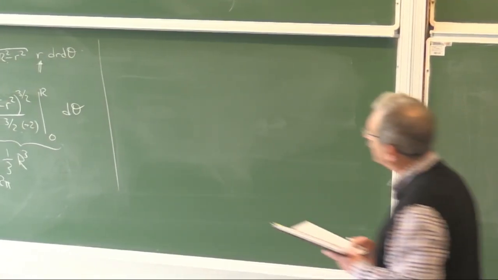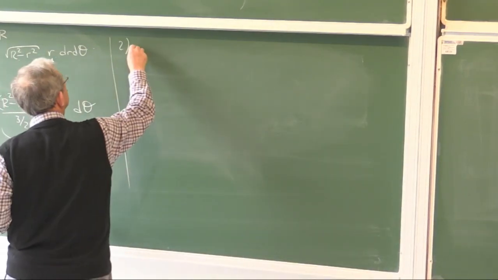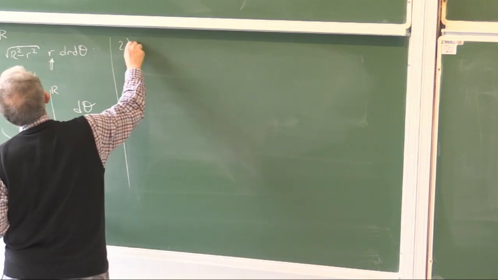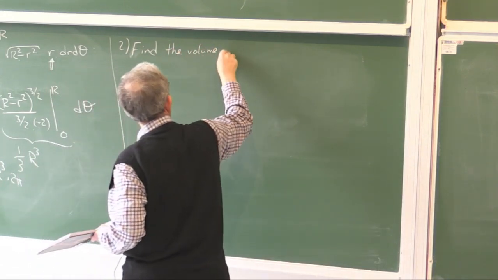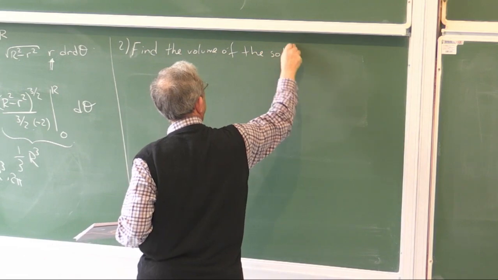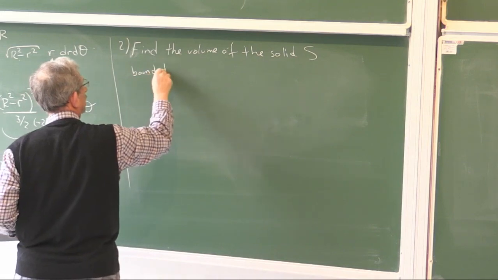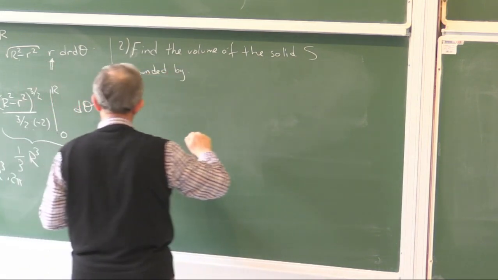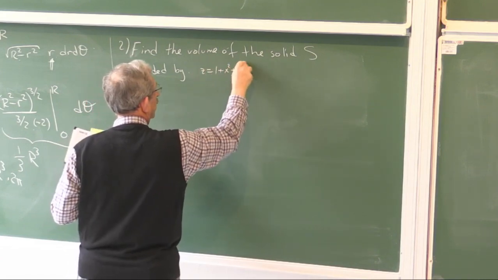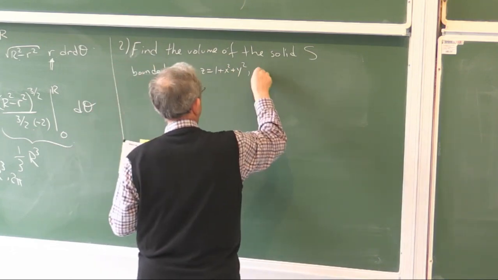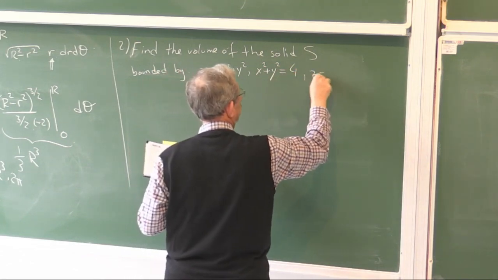Well, as another rather standard example, I said find the volume, but anyway, find the volume of the solid S bounded by z equals 1 plus x squared plus y squared, and x squared plus y squared equals 4, and z equals 0.